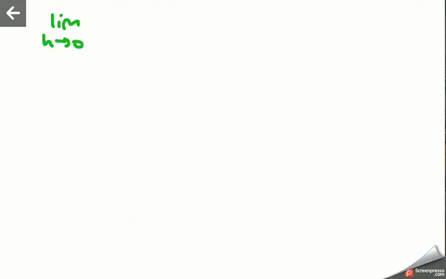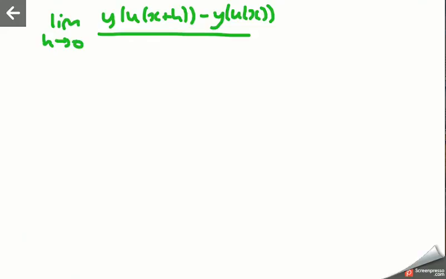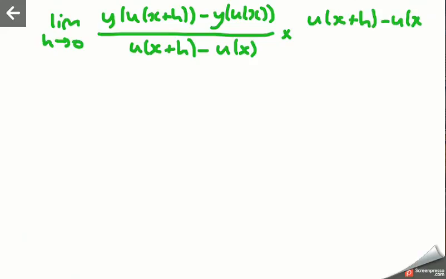Limit as h gets closer and closer to 0 of y of u of x plus h minus y of u of x, divided by u of x plus h minus u of x, which we're assuming is nowhere 0, times u of x plus h minus u of x divided by h. Okay, well, here's another thing.